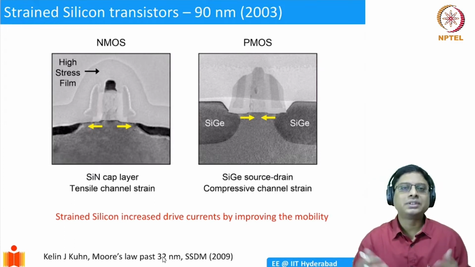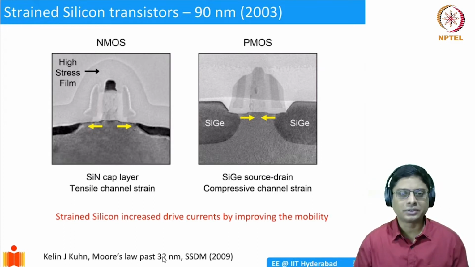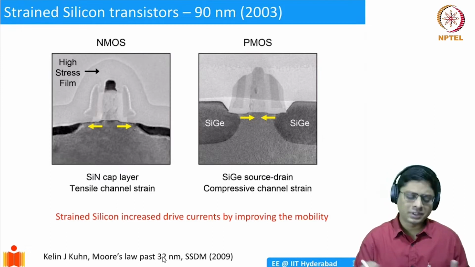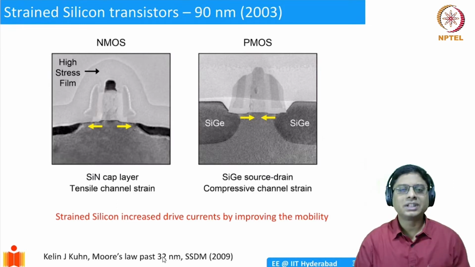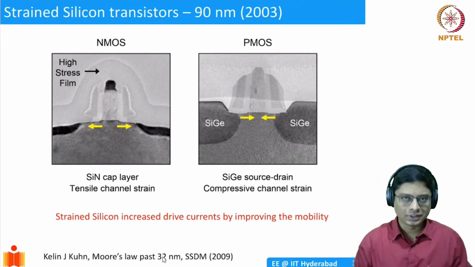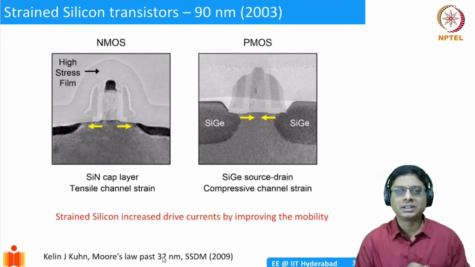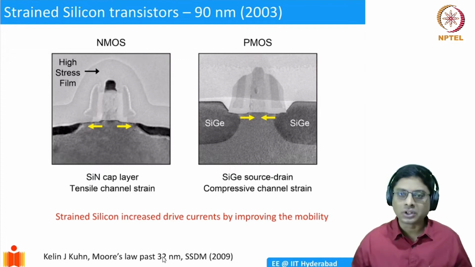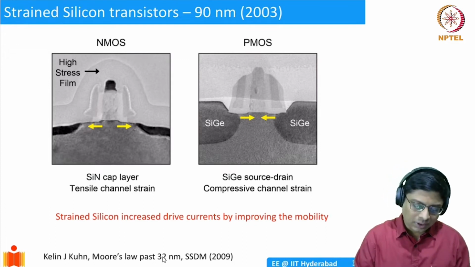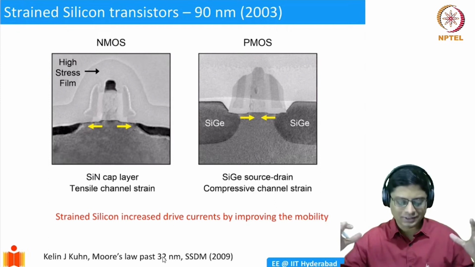In 2003, Intel introduced this idea of strained silicon. Of course, this was researched even before that, but 2003 was when they actually made it into the fabrication of the actual devices. Before that, there was a lot of research done by various researchers at universities and so on. Okay, so how did they incorporate this tensile strain?